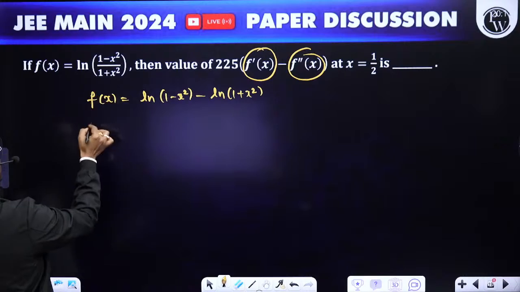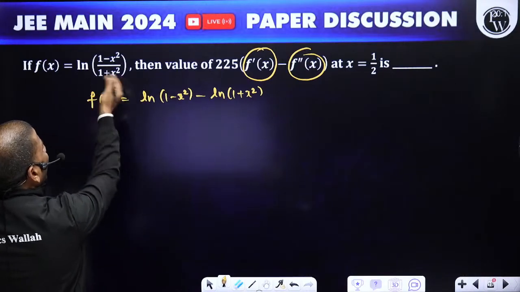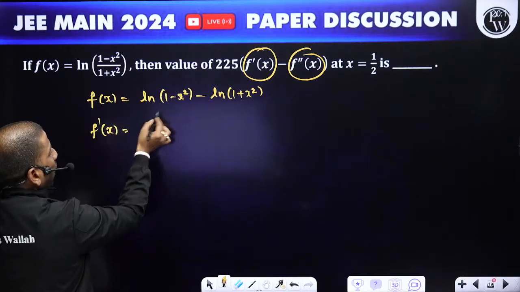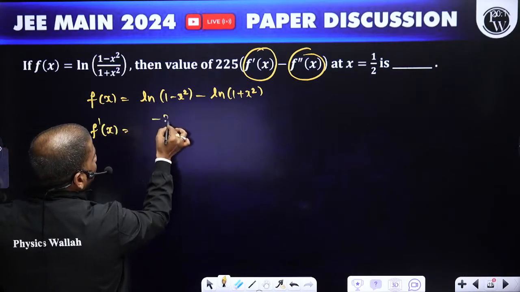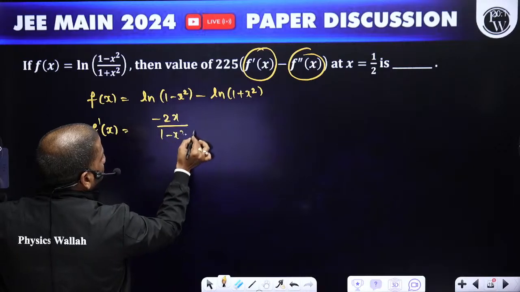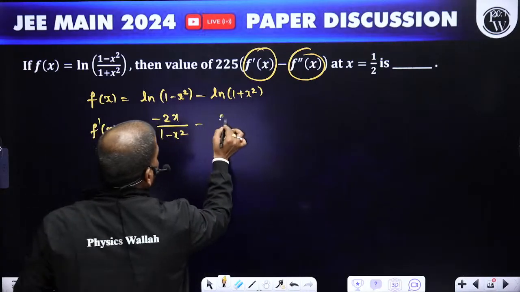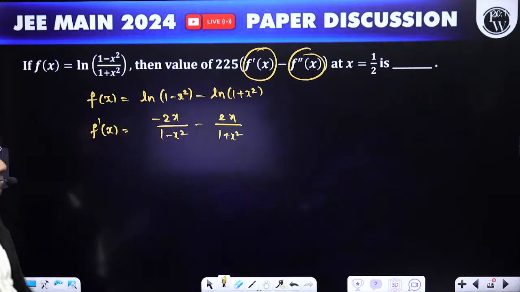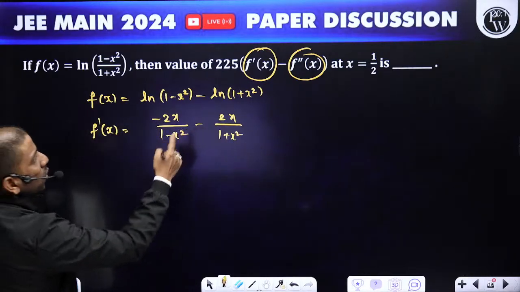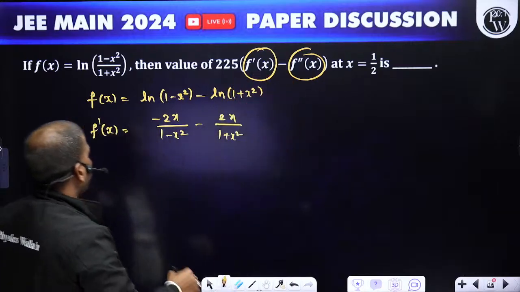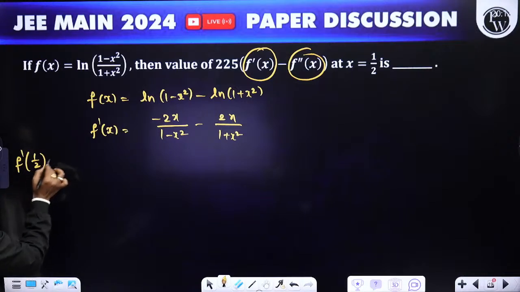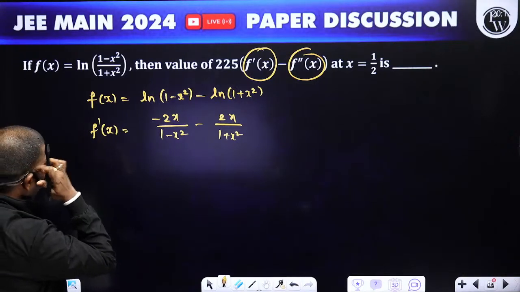Instead of writing this, I have applied the ln formula here. f dash of x is equal to ln of m by n. What is this? Minus 2x by 1 minus x square, minus 2x by 1 plus x square. Right? So the derivative of f at 1 by 2, we can just substitute. We need to apply this value, x is equal to 1 by 2.